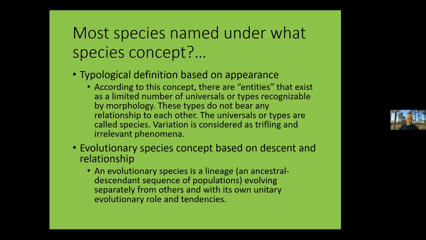But the modern species concept that we operate under is more an evolutionary species concept based on descent and relationship. An evolutionary species is a lineage, an ancestral descendant sequence of populations evolving separately from others and with its own unitary evolutionary role and tendencies. There are various different phrasings of some of the details of that and different emphases on lineage or relationship or gene flow and so forth, but that's basically a modern species concept.